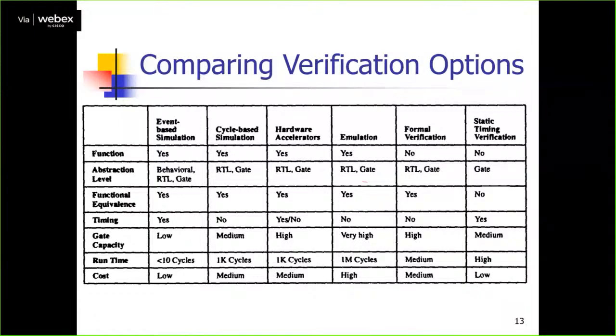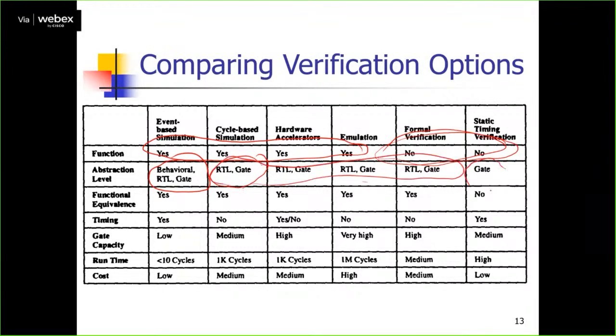So, from event-based simulation up to emulation, the total will be with respect to functional verification. Formal verification checks your functionality at an abstraction level, so we look at how your abstraction will be seen. Normally, event-based simulation goes with behavioral RTL and gate-level checking. Cycle-based goes only at RTL and gate level, up to formal verification.